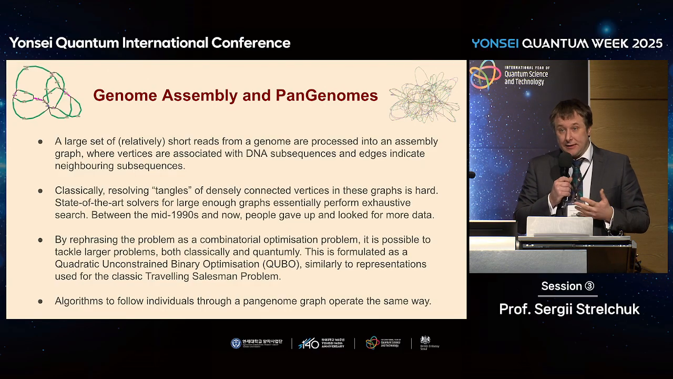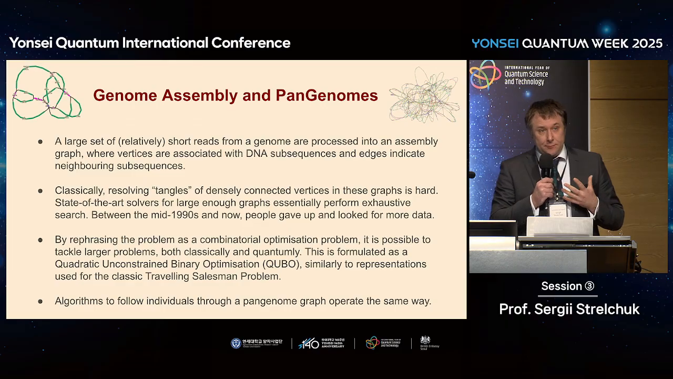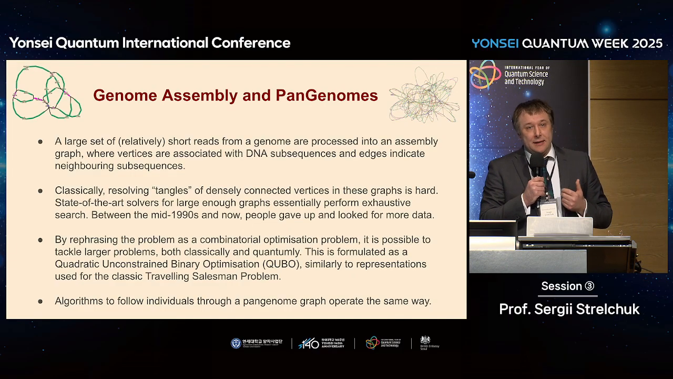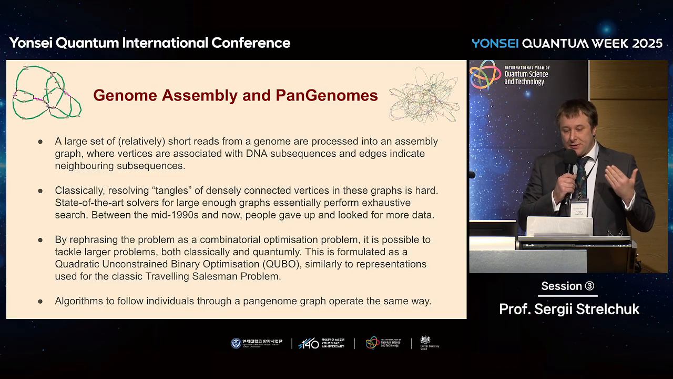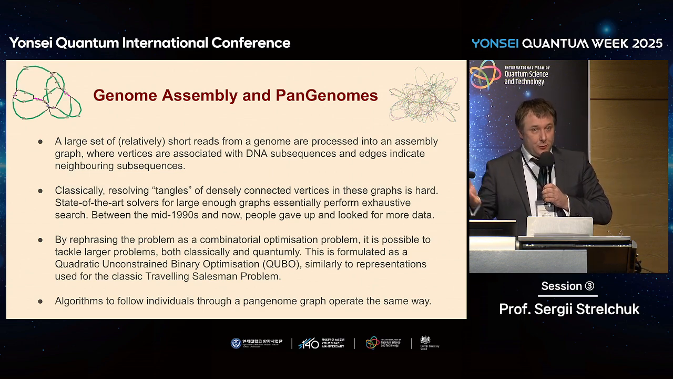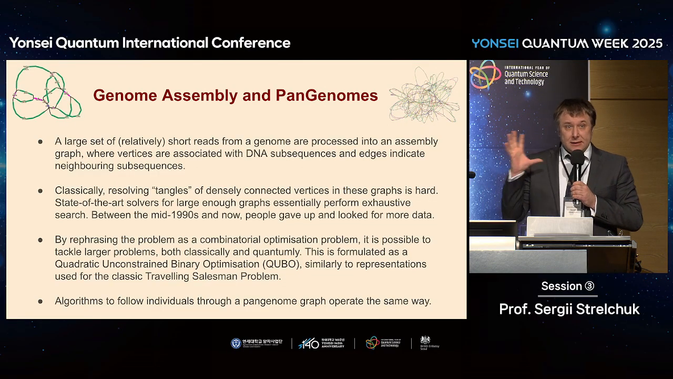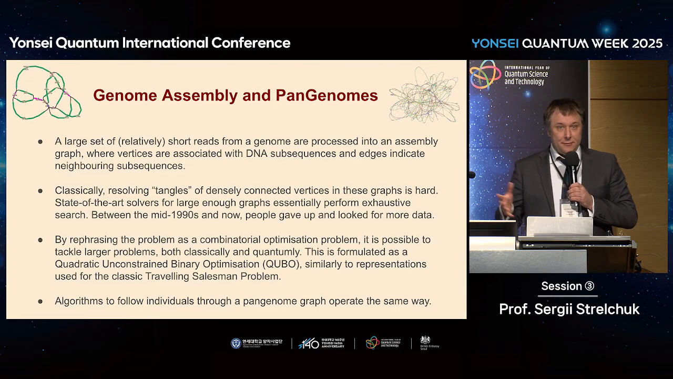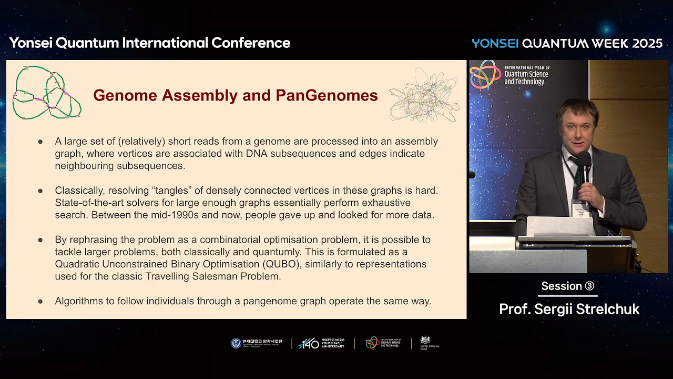We can phrase it as a QUBO, so-called quadratic unconstrained binary optimization instance, similarly as one would represent the classic traveling salesman problem. And then we can feed it to either quantum annealers, or perhaps compile it into QAOA Hamiltonians, which will then be subsequently solved by circuit-based models. I should mention that this is a very general framework, and algorithms that follow individuals through a pangenome graph operate in a similar kind of way. So assembly and traversal of pangenome graphs are not too dissimilar.